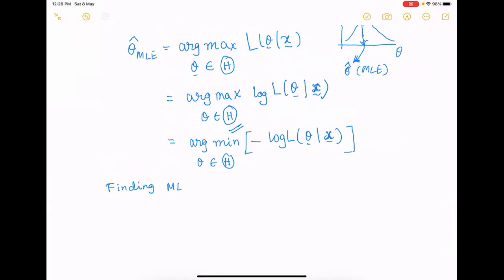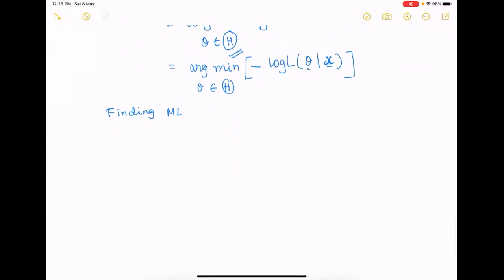So finding the MLE turns out to be an optimization problem, and hence in data science, optimization is an important topic.